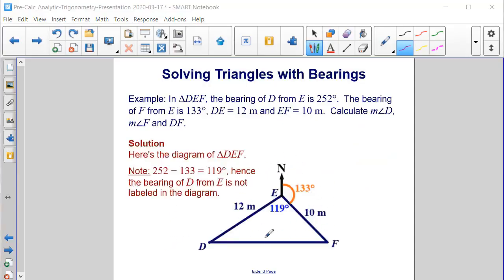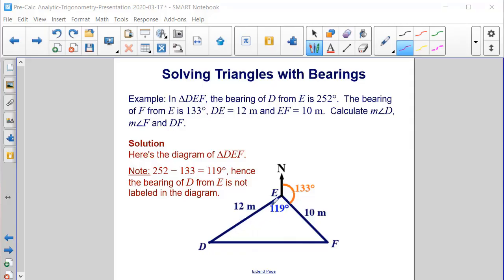The diagram given verifies what we found on the last slide. We found that because the bearing of D from E was 252 degrees and the bearing of F from E was 133 degrees, the measurement of angle DEF is 119 degrees, and it's found by subtracting the two bearing values given to us. We also have labeled that DE is 12 meters and EF is 10 meters. And now we can try to calculate the measurement of angle D, the measurement of angle F, or the length of DF.